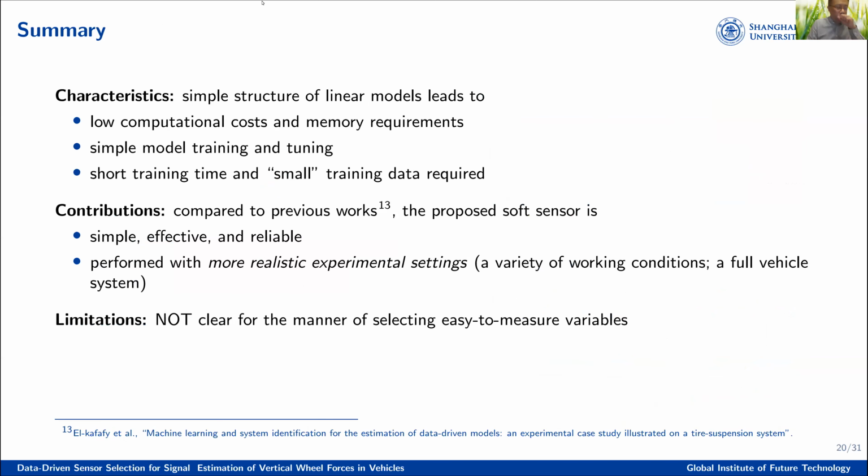So to summarize the second part of this work, we built a linear model with a very simple structure, and this gave us a lot of benefits. For example, low computational cost as well as low memory requirement. As we mentioned, we installed an edge computing device on the vehicle, which can quickly interpret the data without going to the cloud for neural network type of calculations.